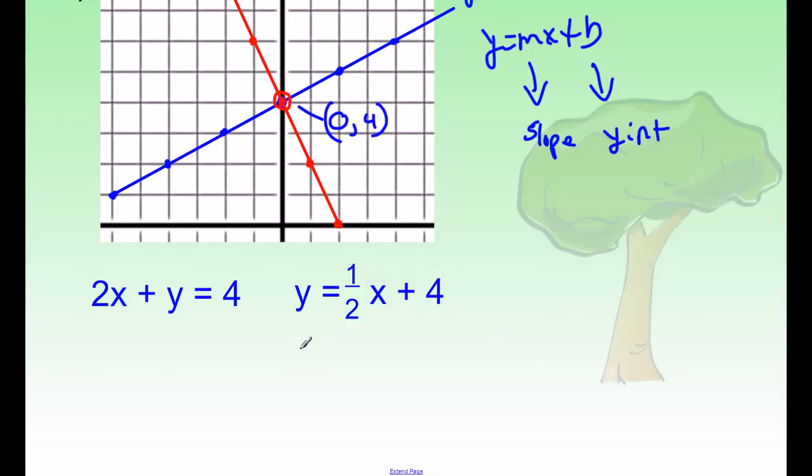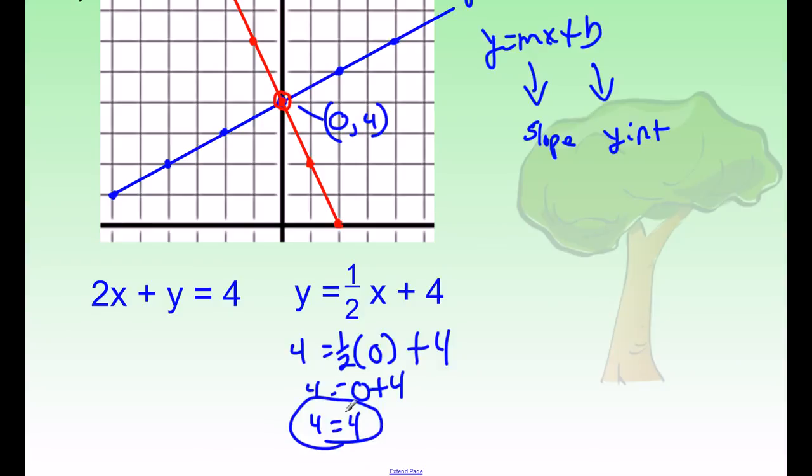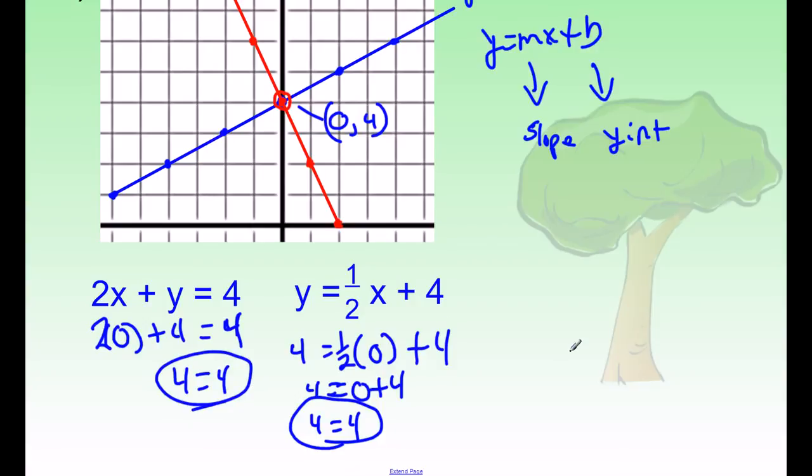If I plug in 0 for x and 4 for y, half of 0 plus 4, well, that's going to be easy because half of 0 is 0, and 0 plus 4 is just 4. So that one checks out. Other equation, 2 times 0 plus 4 equals 4. We get the same thing. 2 times 0 is 0. 0 plus 4 is 4. So that was the solution to both equations.